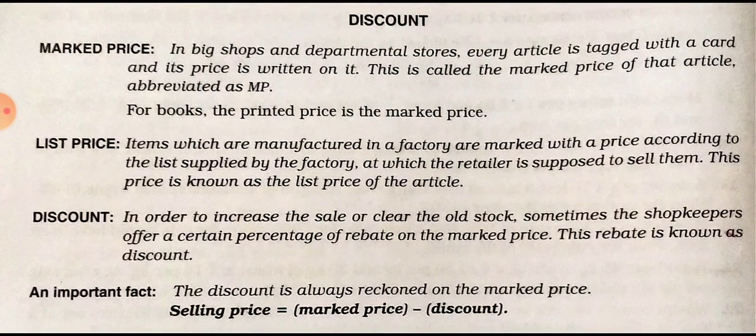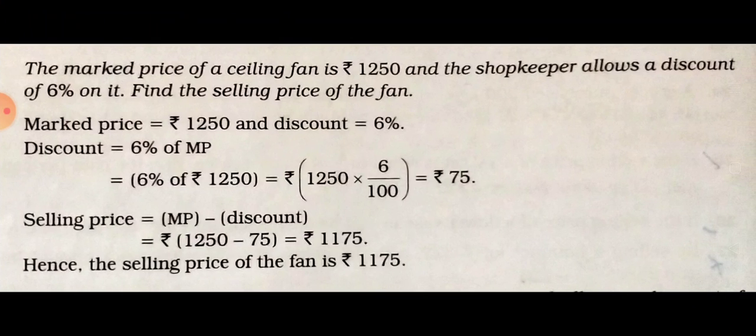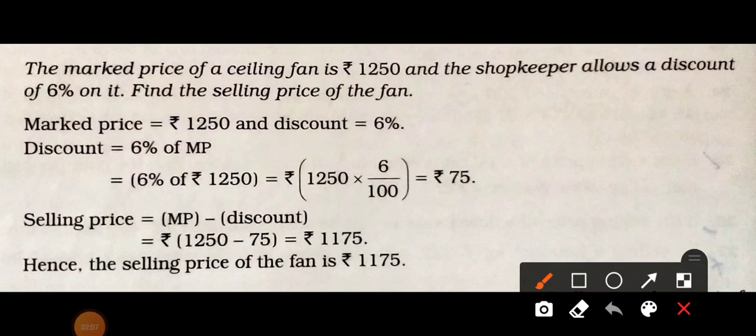Now let us solve some questions pertaining to discounts. Now students, the first question is: the mark price of a ceiling fan is 1250 and the shopkeeper allows a discount of 6% on it. You have to find the selling price of the fan. Already it is given that the mark price is 1250 and the discount percent is 6%.